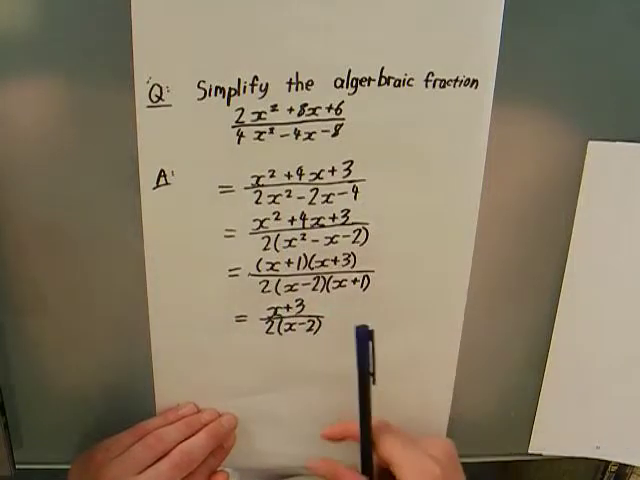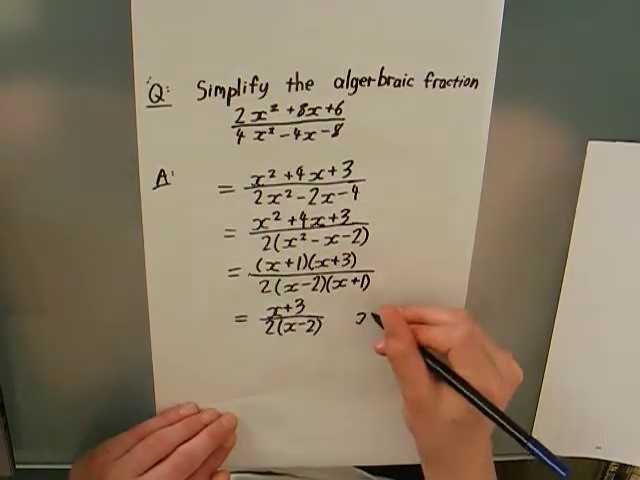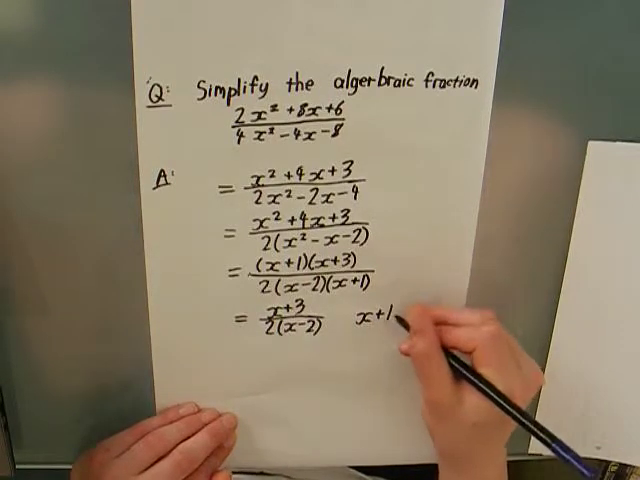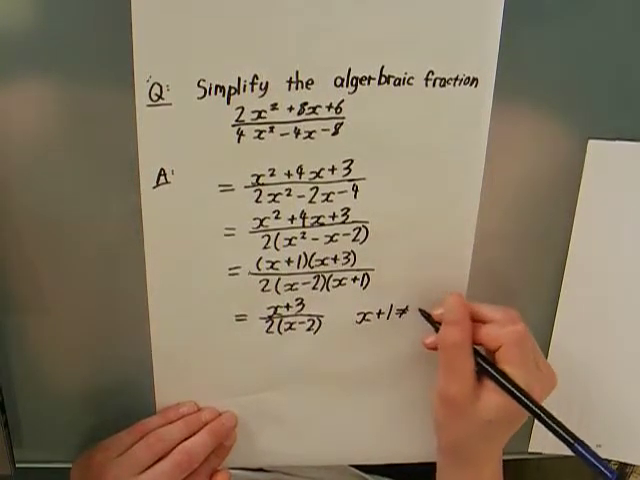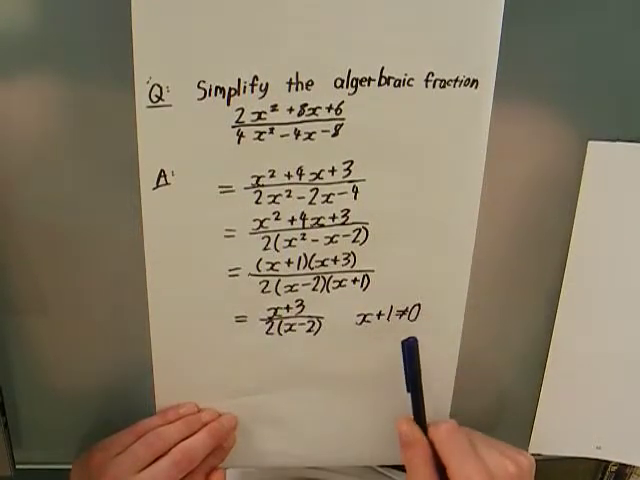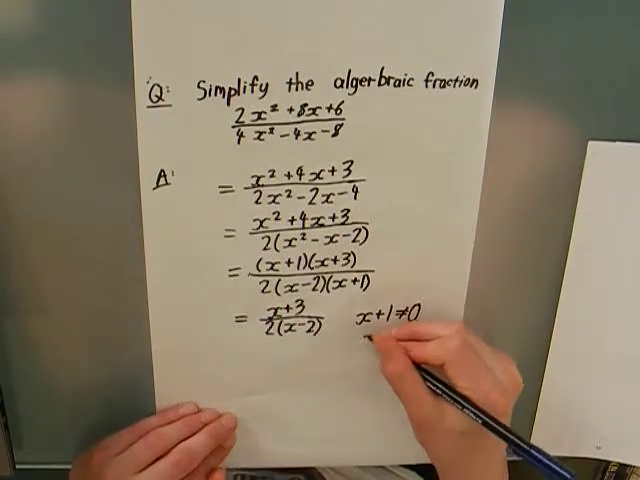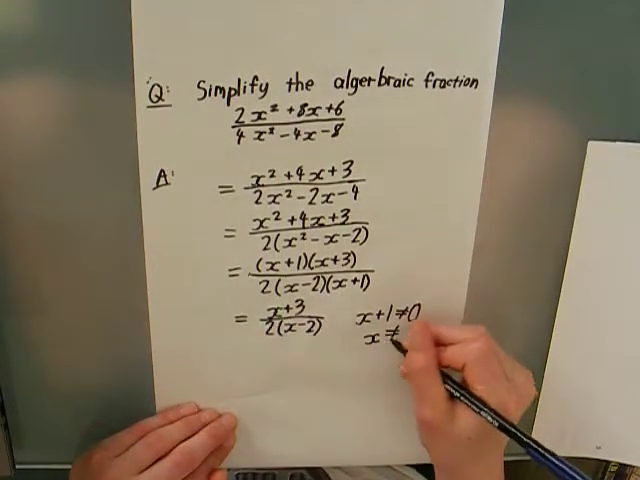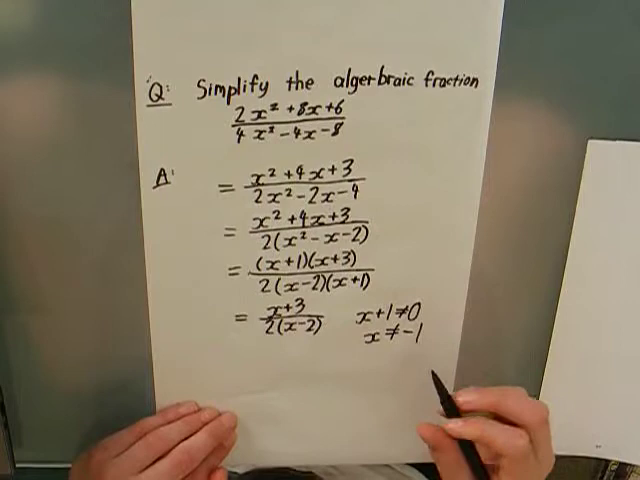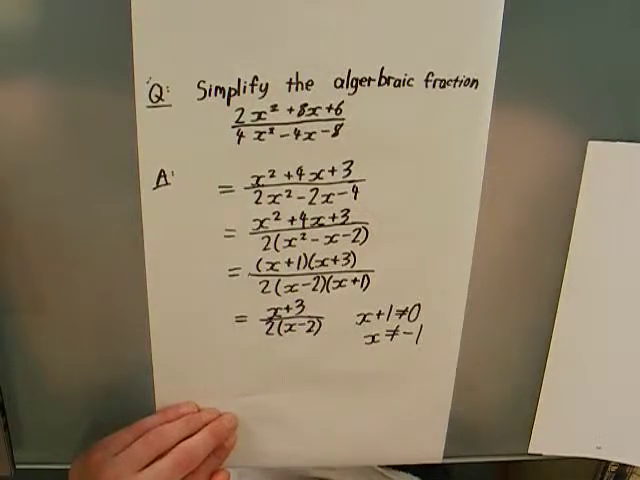But remember, you can never divide by 0 in a fraction. So we must have the condition that x plus 1 is not equal to 0. That means that you could also rewrite it as x not equal to minus 1, subtracting the 1 from both sides. Now, I would say that would be my final answer, so let me just write it.